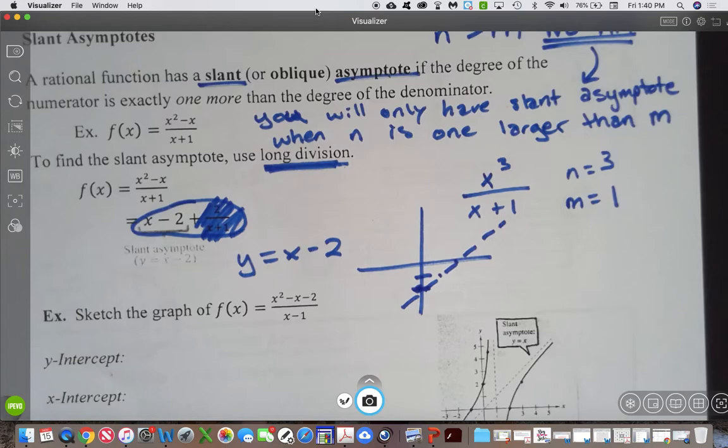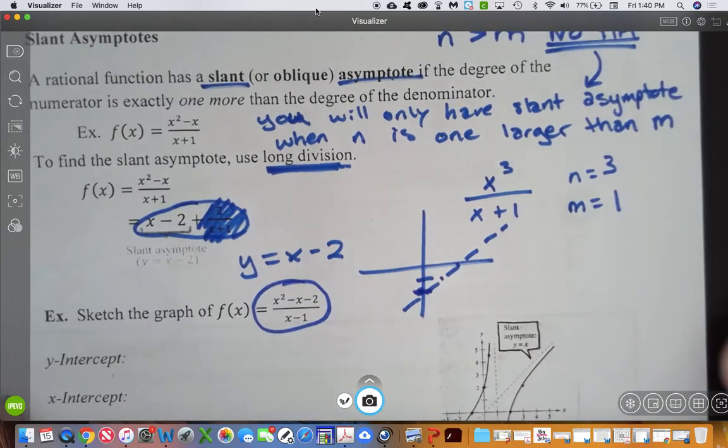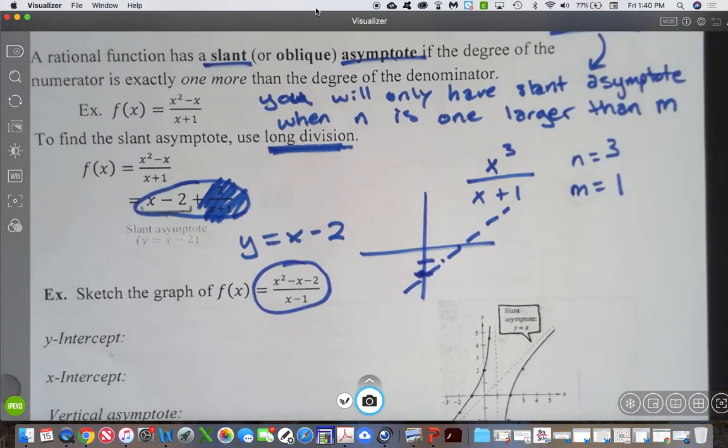Okay? All right, so while we're on that, let's go ahead and do that same thing for this one. Let's do the slant asymptote for that one. They're going to ask for everything, but let's do the slant asymptote for that one while we're on it. Do you want to do long or synthetic?